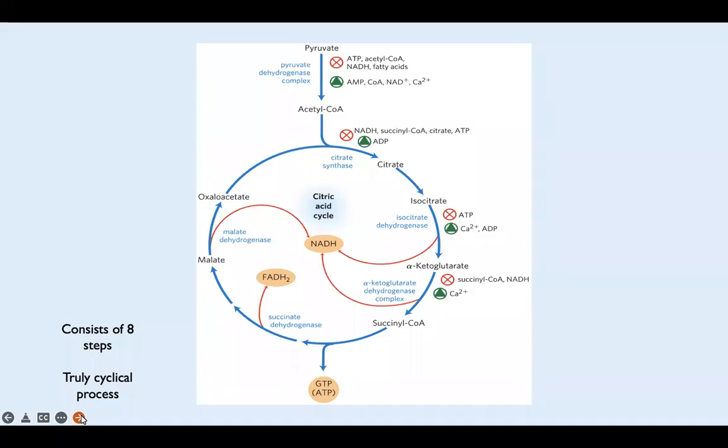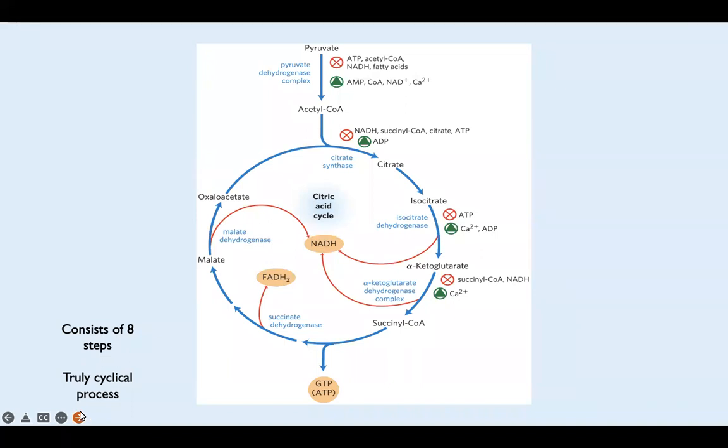So to begin, I've just included a general diagram of this cycle. It consists of 8 steps, and I say that lightly because this is a truly cyclical process with no real start or end point. However, the cycle cannot proceed without the input of acetyl-CoA produced from the conversion of pyruvate. And just remember, pyruvate is the main product of the glycolysis pathway, and this is just one of those alternate pathways or destinations for pyruvate post-glycolysis.